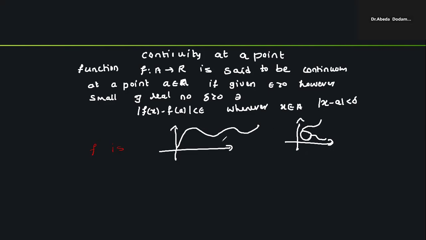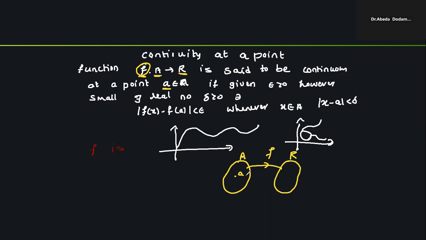So here we are discussing the continuity at a point. What we are trying to understand here is we pick up a function from a given set A to R. We say that this function is continuous at a point a, where I'm taking any point a, and this point a belongs to A.